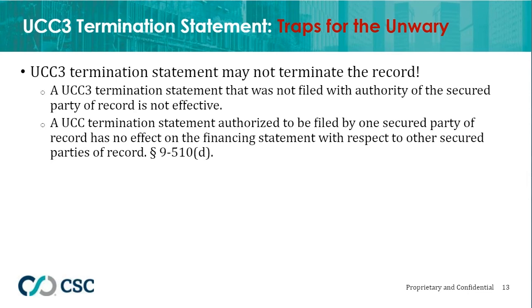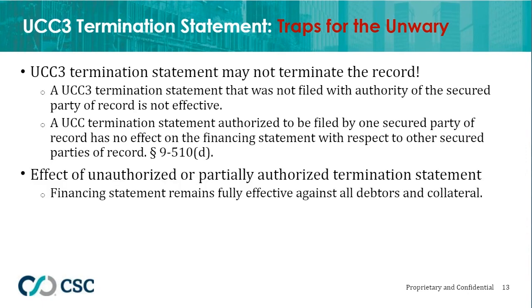And this creates a potential trap for the searcher that sees a financing statement, a termination, and assumes that that financing statement is no longer effective. You can't do that just from the records that have been filed. Further research is required. So if an unauthorized termination statement is filed, or one that has not been authorized by all secured parties of record, guess what? The financing statement remains fully effective against all the debtors and all the collateral. And that is a trap for the unwary searcher who relies solely on the public record.